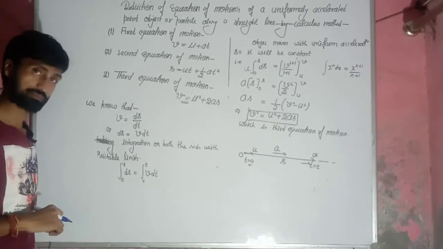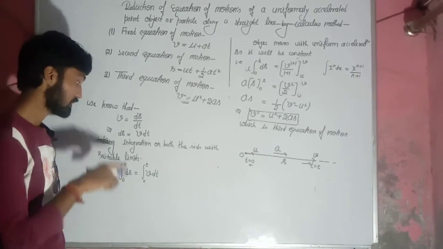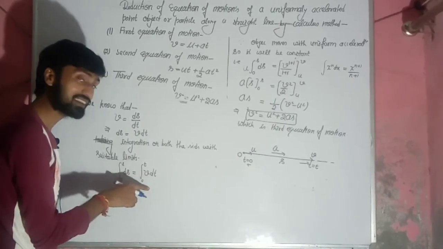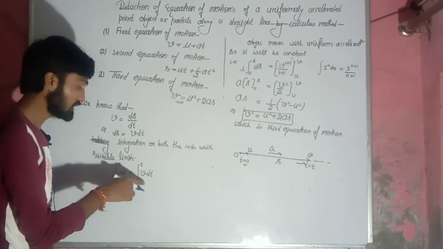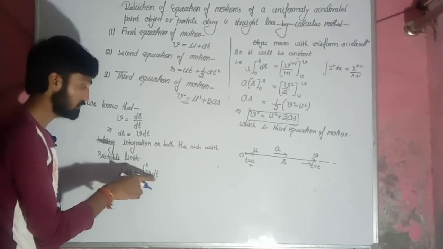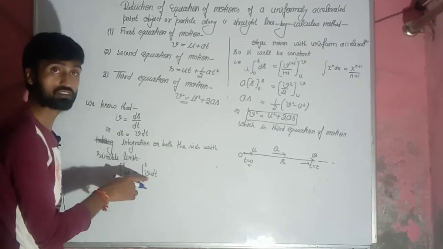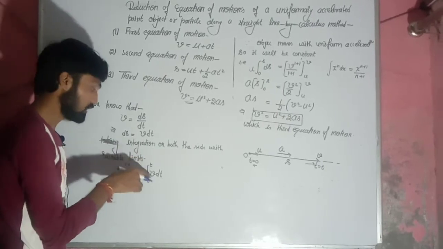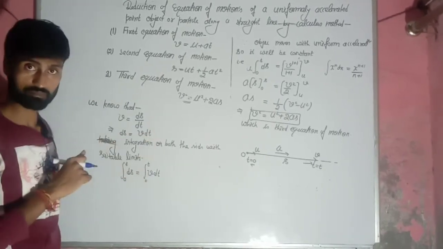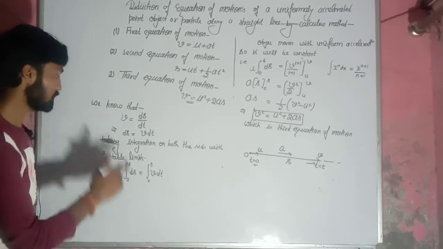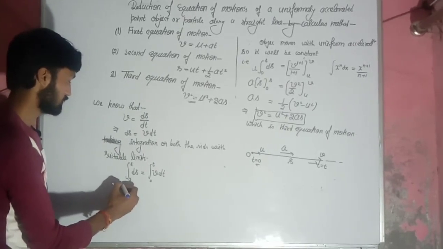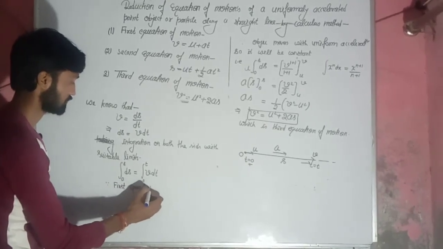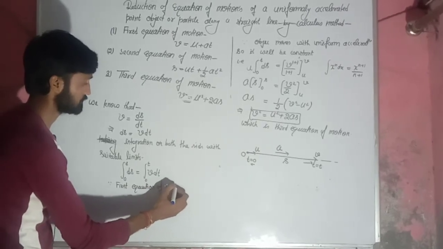But there is a problem. What problem? Here is the dt, so it can integrate only the terms of t, but here velocity is not constant, it depends on t. So first of all we convert the velocity in terms of the time using the first equation of motion.